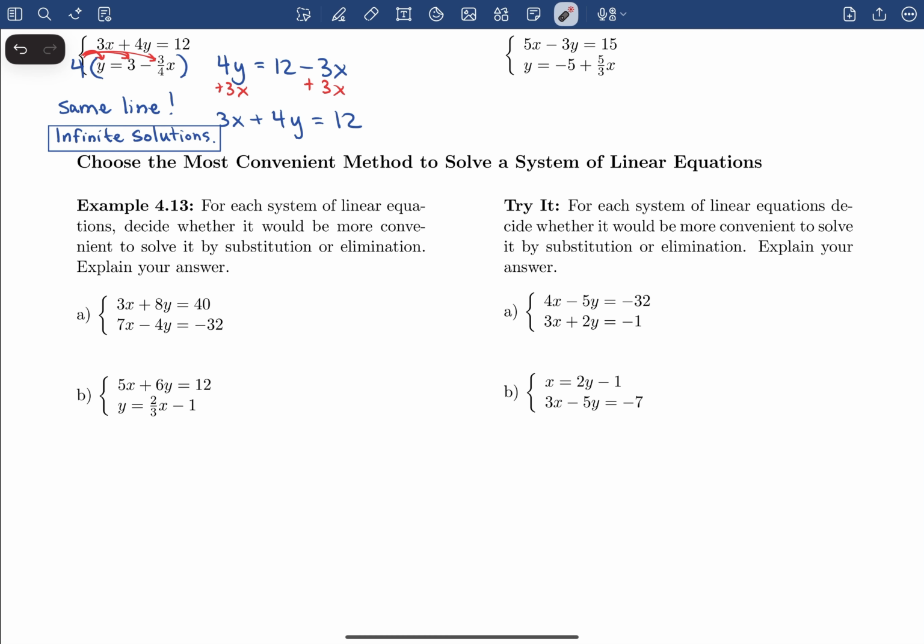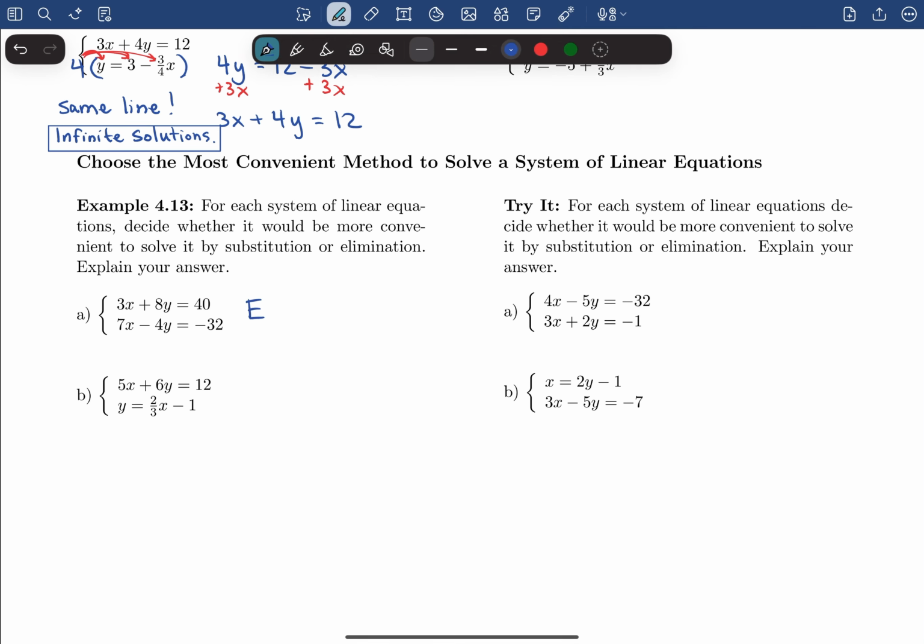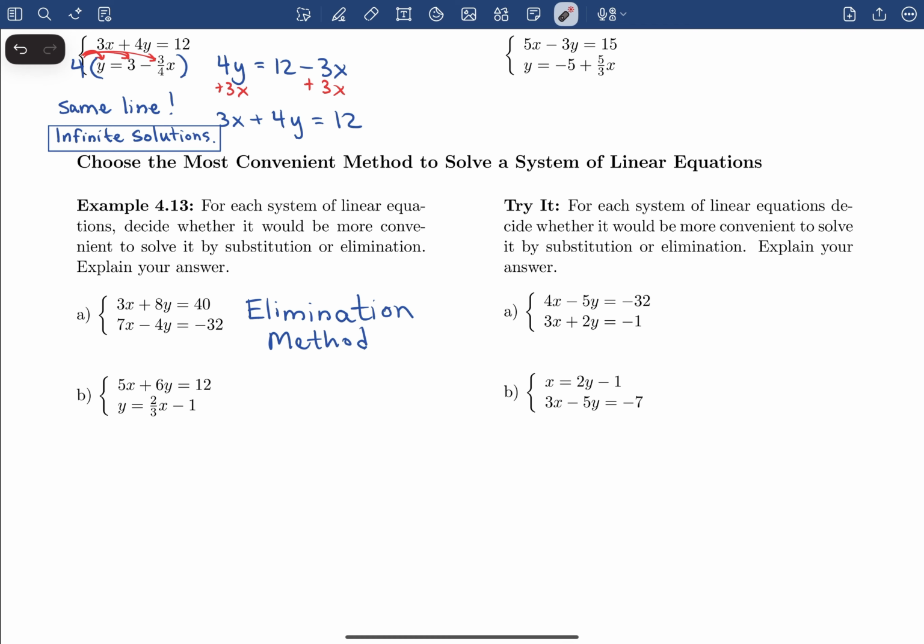So, looking at part A, I look at this and I say, well, what if I was to multiply this bottom equation by 2? Then I could eliminate the y variable. And so, for me, I'm going to say the elimination method is the most convenient method. Because I look at the equations and I quickly see if I multiply one of the equations by a value, it would eliminate one of the variables. In this case, if I multiply the second equation by 2, then it causes this negative 4y to become negative 8y, and the positive 8y will cancel the negative 8y when I do stacked addition of the equations.